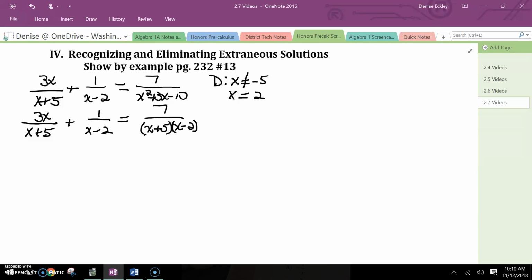So what I'm going to do is create a common denominator for each term, and then I will be able to solve the numerator and use that to determine my solutions. So the first fraction is missing a factor of x minus 2, so I'm going to multiply both top and bottom by x minus 2. So I'll have a common denominator. The next fraction is missing a factor of x plus 5, so I'm going to multiply both top and bottom by x plus 5.